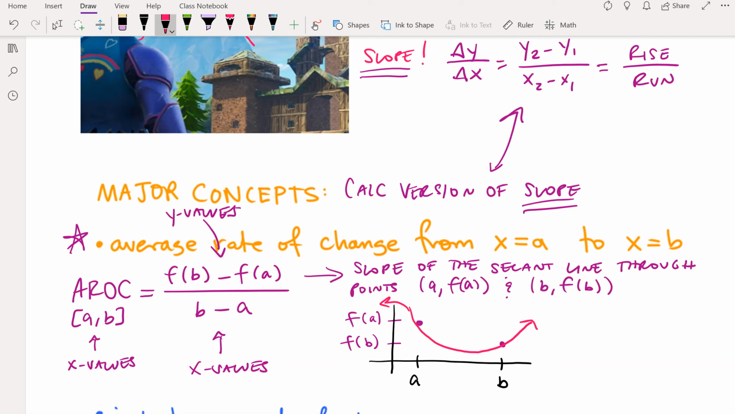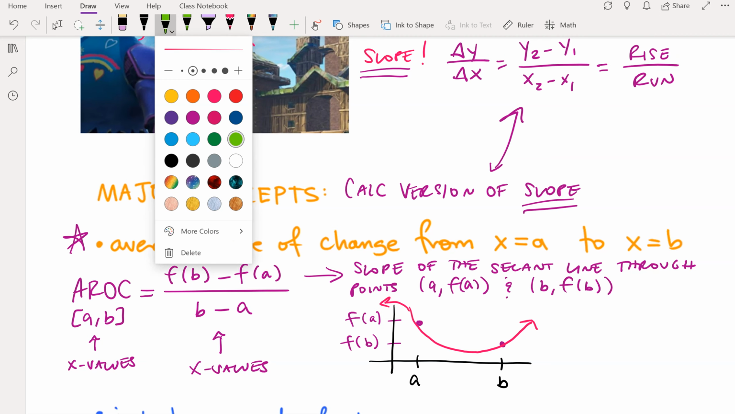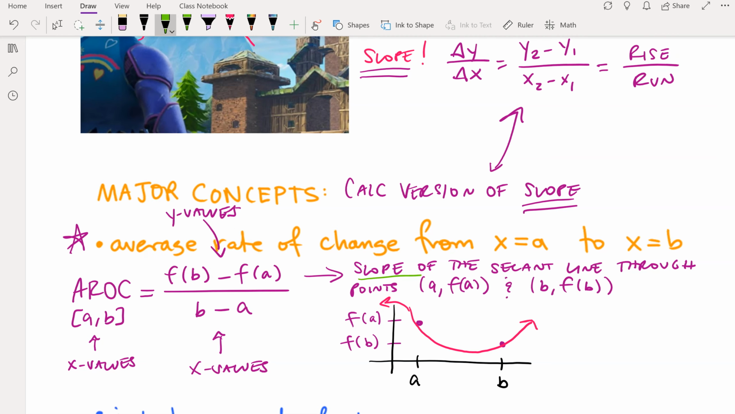Cool. And the slope of the secant line, I will do in green, slope of the secant line, which is the average rate of change, same thing, this equation, that is the line going through these 2 points and connecting those dots. There we go. That's the average rate of change. It's this slope.